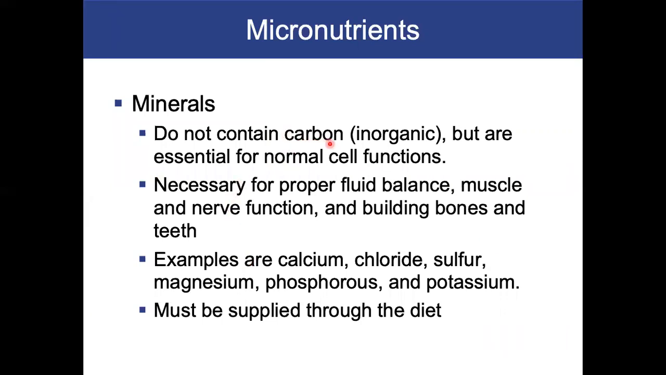They don't contain carbon, but we have to have them for normal cell functions. When I think of minerals, I think again of ions or electrolytes. So we need them for proper fluid balance, muscle and nerve function, and building bones and teeth. We'll talk about these guys when you get into excitable cells. Examples: calcium, chloride, sulfur, magnesium, phosphorus, and potassium. Magnesium is a big one to activate enzymes.